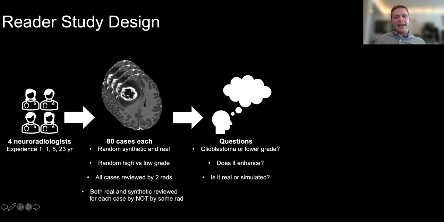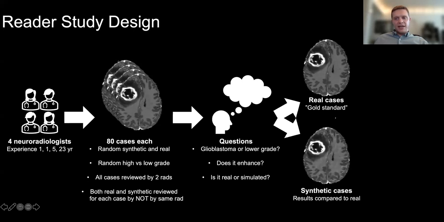And then we basically asked people to review these images and just answer these three simple questions. Do you think this is a glioblastoma or a low-grade glioma? Does it enhance? And is this a real or a simulated image? And we used the real cases as the gold standard, which you could argue is a problematic gold standard, but happy to know these four radiologists, they're the co-authors, and they're all amazing radiologists. So I think it's a really good gold standard. And then we used our synthetic cases as comparison.